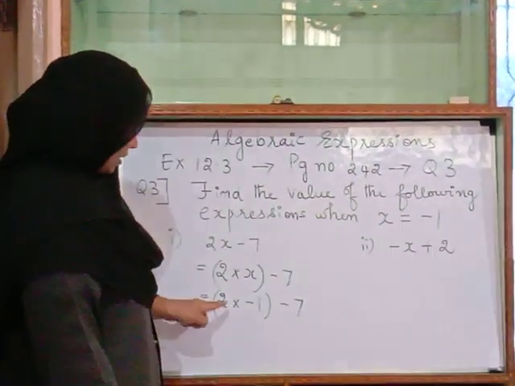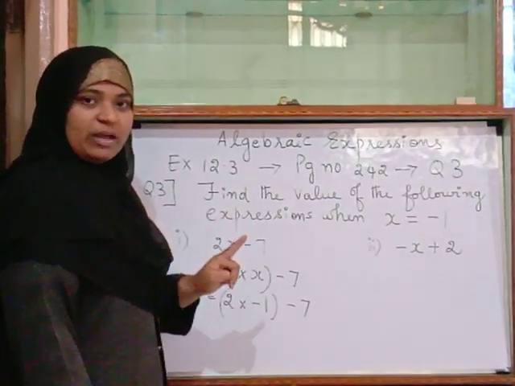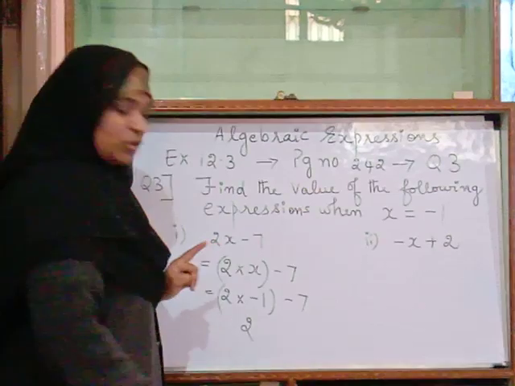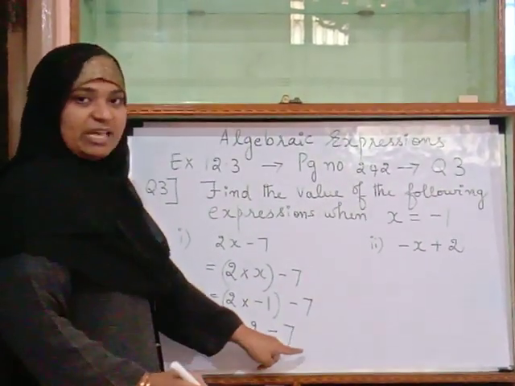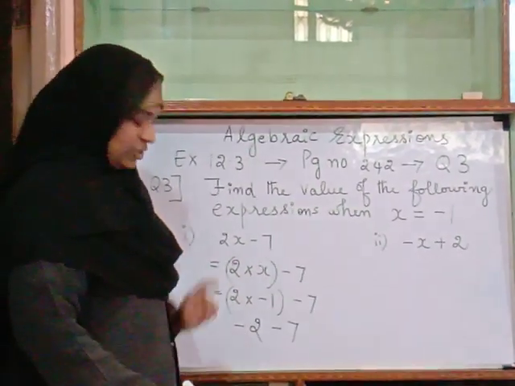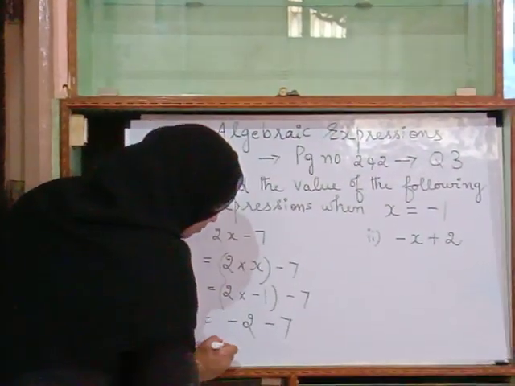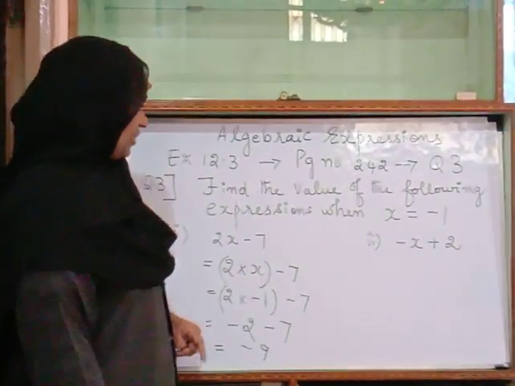Minus 7. Now see here, 2 into minus 1, actually 2 into 1 is 2. Then plus into minus gives you minus. Then minus 7 as usual what we have in the question. Minus 2 minus 7 gives you minus 9. So this is the first answer.